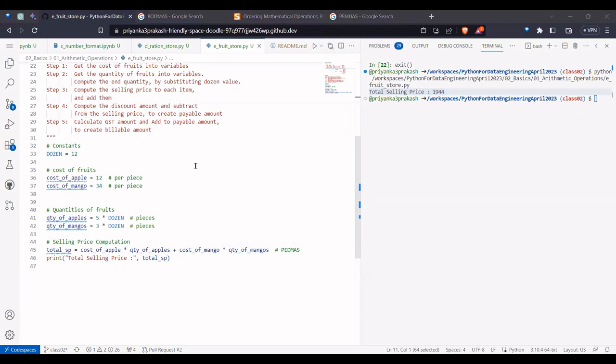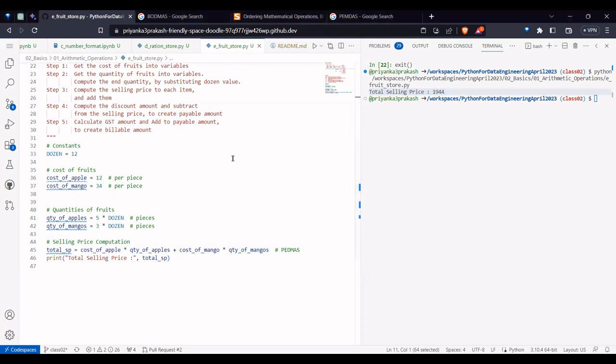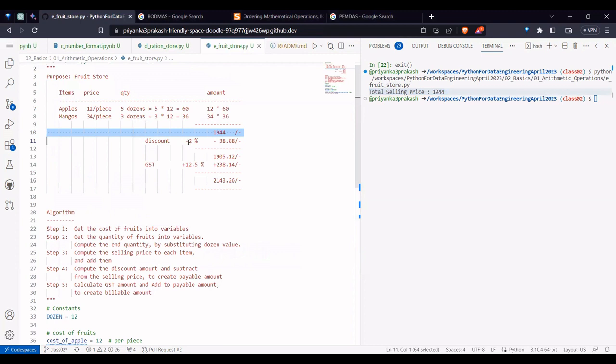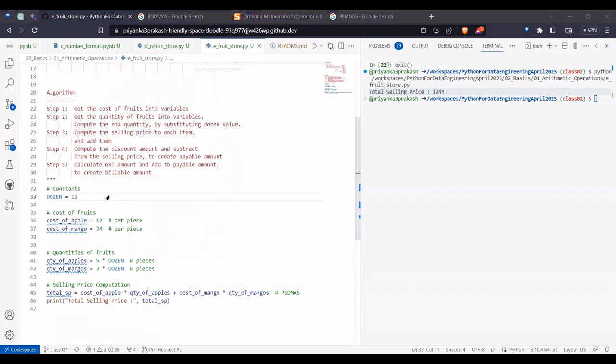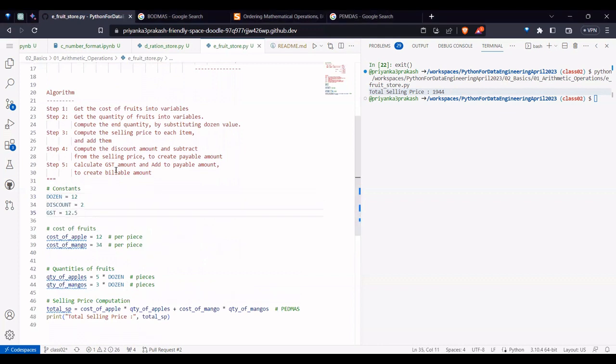So for computing the discount, what is the discount amount they give? Discount is 2% and GST is 12.5%. Again, these are also numbers which are constants, right? So I can mention those also like constants here such that I can reuse them. So these are my total constants in this program.